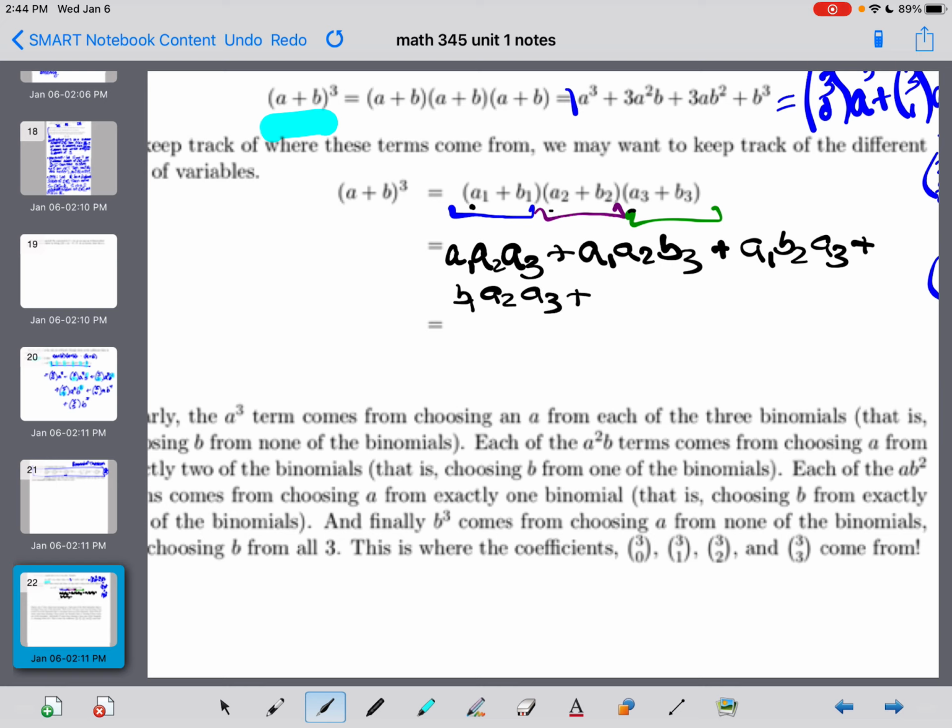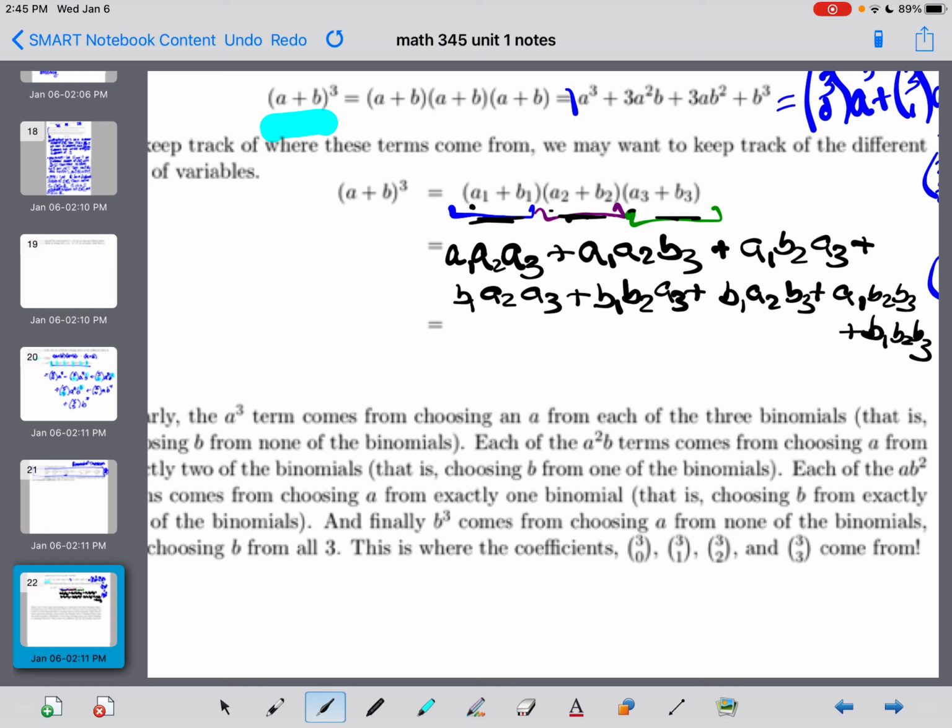So you go through and try to pick out every different possible way you could choose one term from the first set of parentheses, one term from the second set, and one term from the third. So far, I've covered the cases where I chose all a's, then the case where I chose two a's and a b. Now I need to cover the case where I choose two b's and an a. So, for instance, you could have b1, b2, a3, or b1, a2, b3, or a1, b2, b3. Or finally, you could choose all three b's: b1, b2, b3.